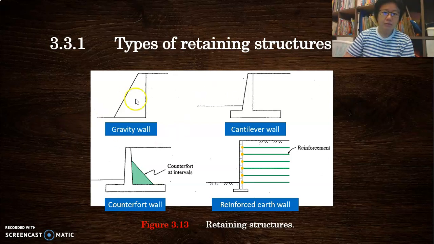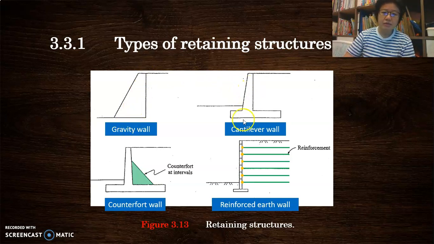So the most common type is probably the gravity walls. You can see these are the cross sections, and normally it's trapezoidal in shape. As you can see here, the back is normally vertical. It could be inclined if you so need it, and as the name tells, the wall gains its stability and load resistance capacity from its own weight, right, by gravity.